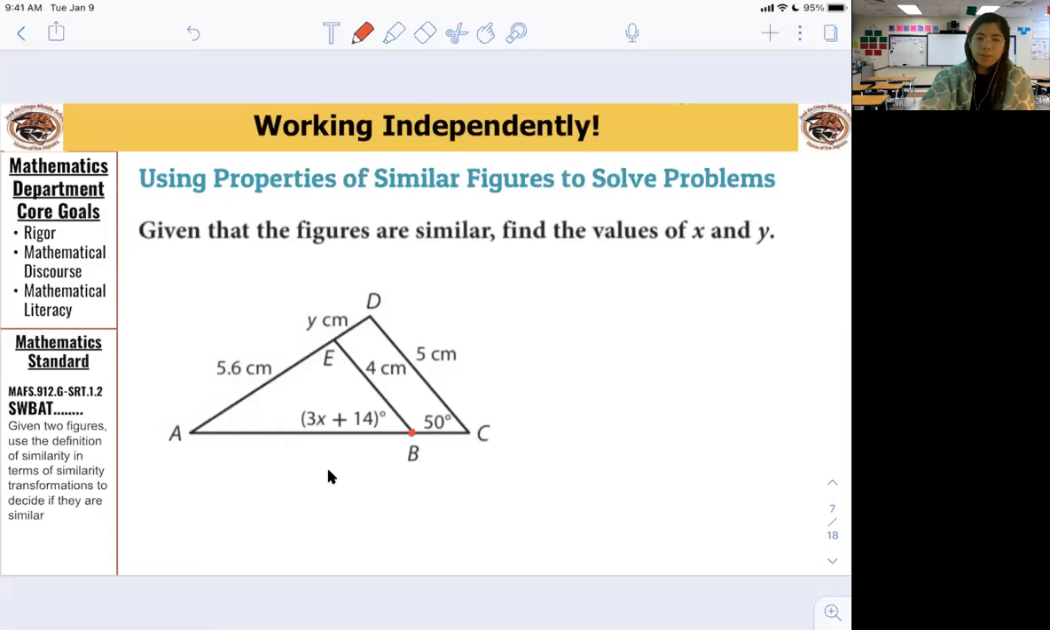Question. The 50 degrees, did you assign that to angle C or to angle B? You got me there. I assigned it to C. It's okay, it's a little hard to see, but the 50 goes with the C and the 3x plus 14 goes with B. So what do we know about corresponding angles of similar figures? They are congruent. Oh, I'm dumb. No, it's okay.